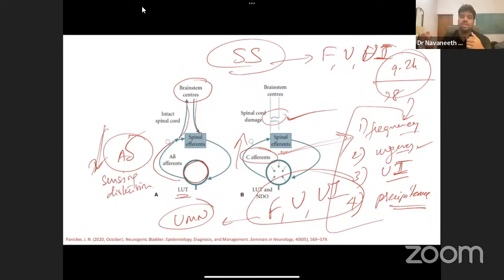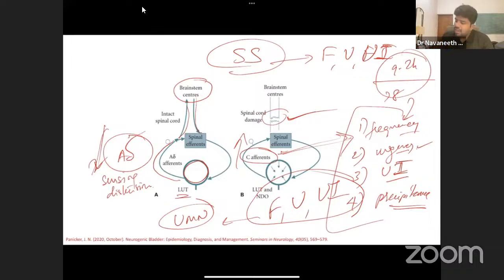So you're getting frequency, urgency, and urge incontinence. As soon as the urine comes, it is going out. So every 2 hours, the ureter is sending some amount of urine, and it is sending it outside. It is not storing and expanding. So this is a problem of storage, a storage problem, the neurogenic type of urge incontinence.